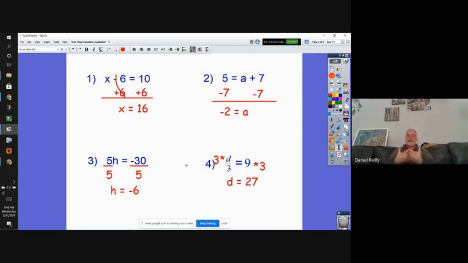Okay, so this is solving one-step equations. And the reason they're called one-step equations is because there's only one thing you have to do to get the variable all by itself, or isolate the variable.